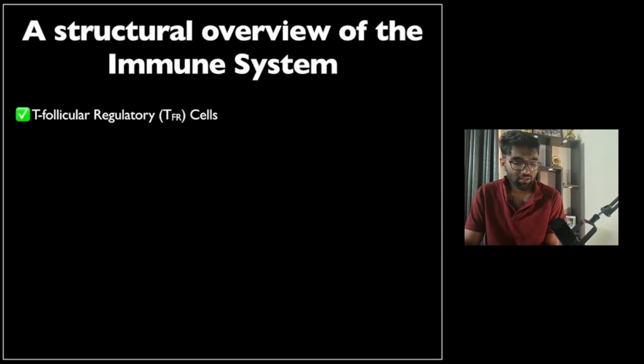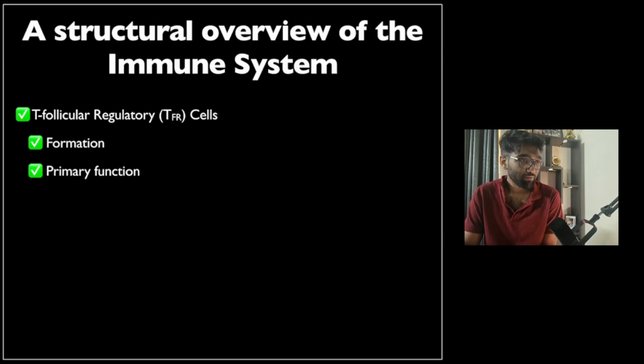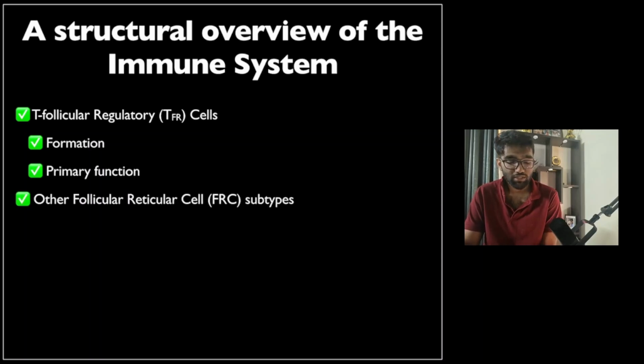So in this screencast, we've discussed T follicular regulatory cells, their formation and primary function, that is to prevent spontaneous germinal center formation due to aberrant T follicular helper responses against B cell autoantigens. Other follicular reticular cell types that are present within the lymph node. So we described multiple types earlier, the subcapsular, medullary. Okay, so now we've described two more, that is perivascular and deep.